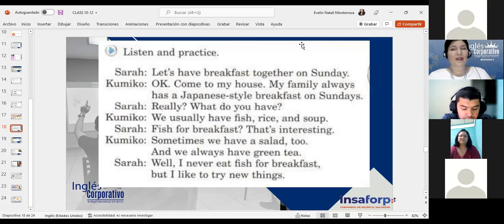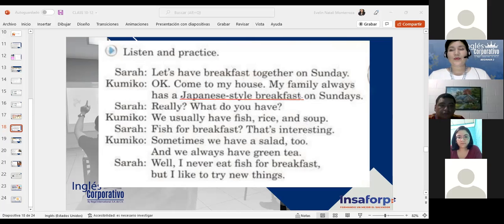What type of breakfast do they have in Kumiko's house? Excellent, a Japanese breakfast. What things do they eat? Fish, rice, and soup. Is she going to eat fish for breakfast? Is the lady going to go and eat? ¿Acepta la invitación a ir? Yes or no?